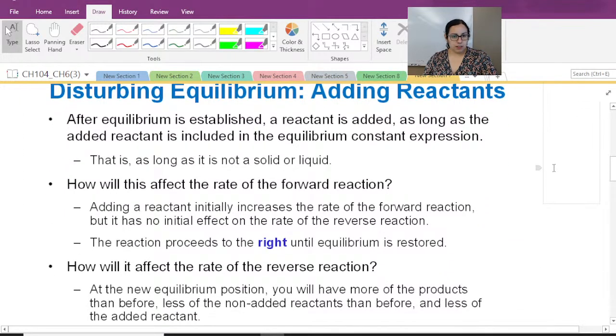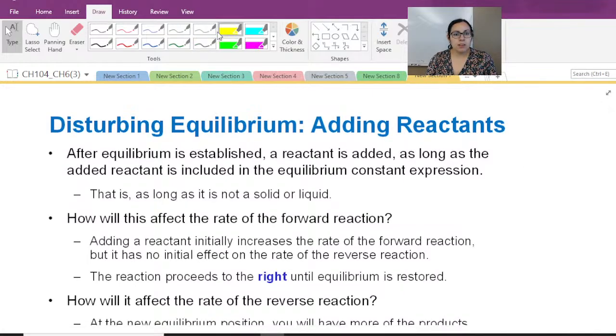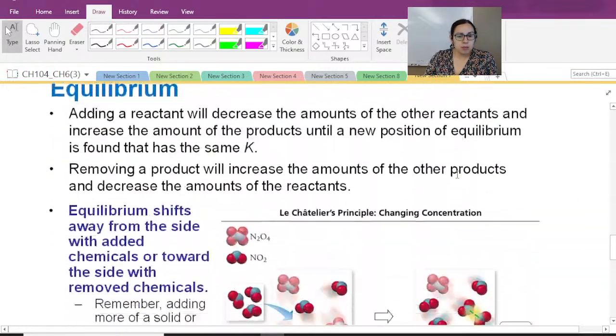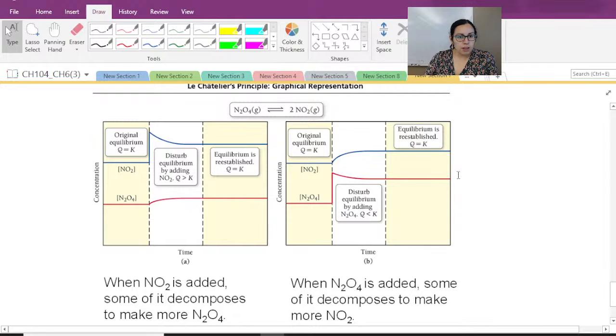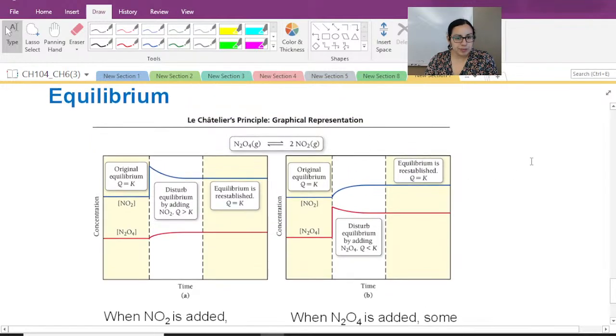All right, so we're going to see what happens if we add reactants. So we'll go back to the words, but let's find some graphic representation here. And now we're looking at this reaction, and it's just either the decomposition or dimerization of NO2.